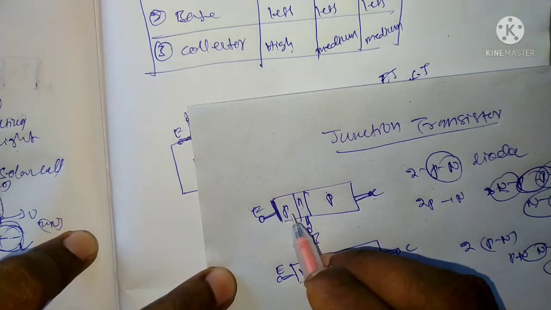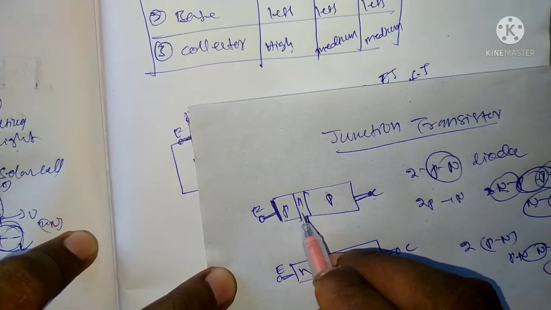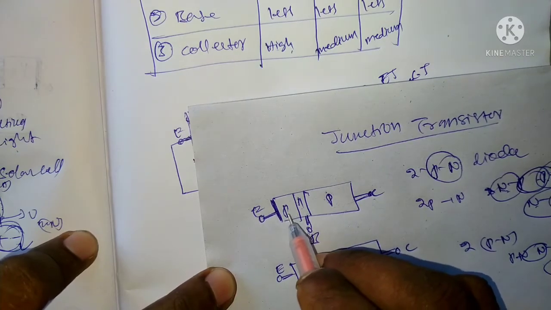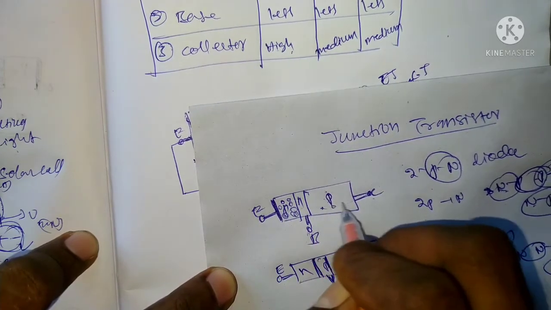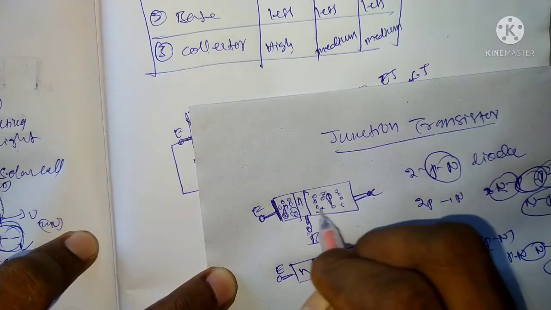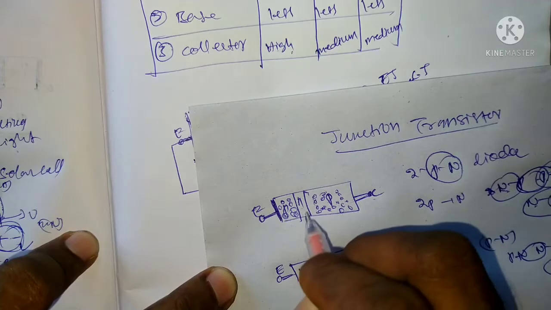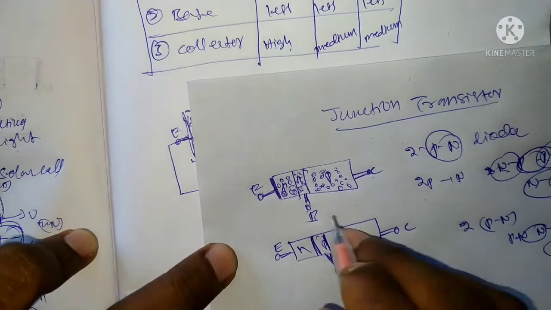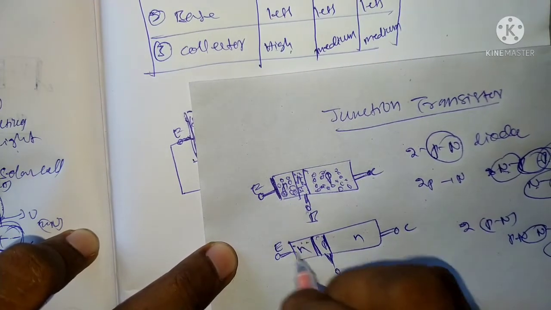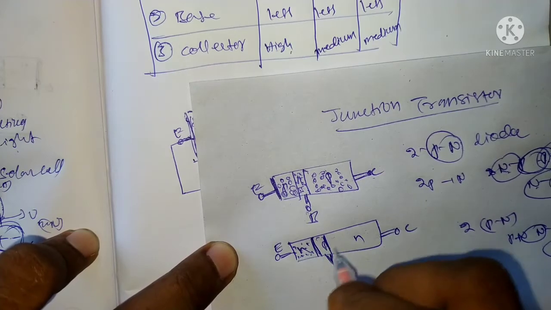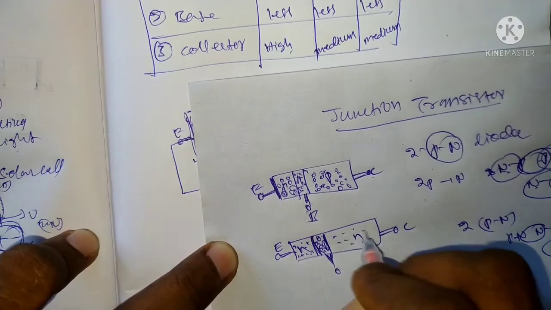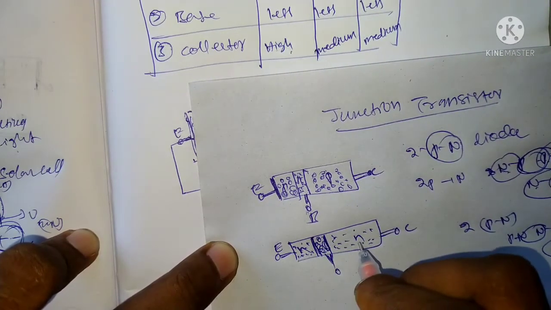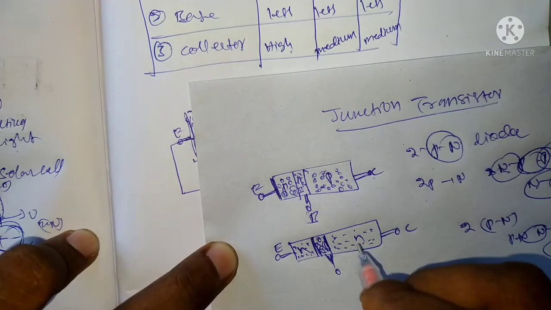You know what the majority charge carriers are in n type and in p type. In the case of p type, the majority charge carriers are holes. In the case of n type, the majority charge carriers are electrons. In the case of NPN, electrons are majority charge carriers in the n type, and in p type the majority charge carriers are holes. Electrons are majority charge carriers in n type, and minority charge carriers are holes.